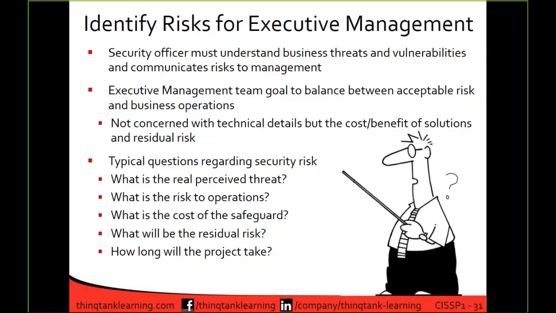All right, what is the risk to operations? What is the cost of the safeguard that we're going to implement? What will be the residual risk after the safeguard has been implemented, and how long will the project take? All right. By the way, these 5 bullet points you see here, that is really what the test is all about. Now, we incorporate things like technical controls, administrative controls, and physical controls in this process, but this is really what the whole CISSP is about. Threat, risk to operations, cost to do the safeguards, residual risk, and we'll talk about this after the break when we get into doing actual risk assessment.